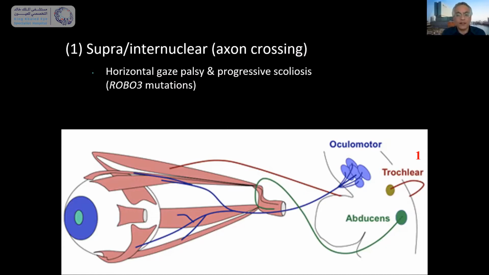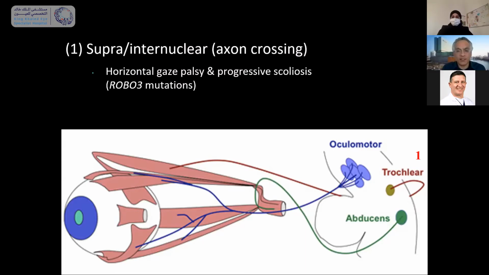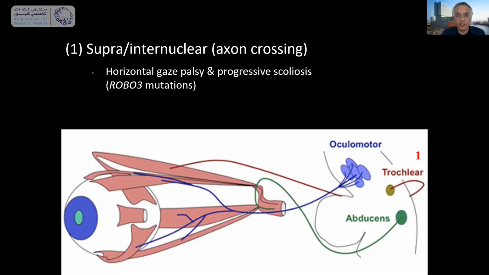And when there's a mutation in this gene, we don't have crossing in the hindbrain. And this causes, as you would suspect from the name of the condition, a horizontal gaze palsy, the developmental abnormality, and also a progressive scoliosis.